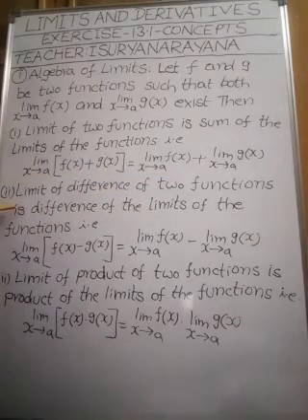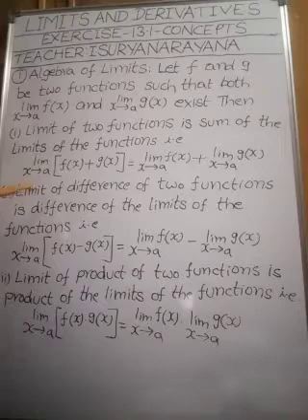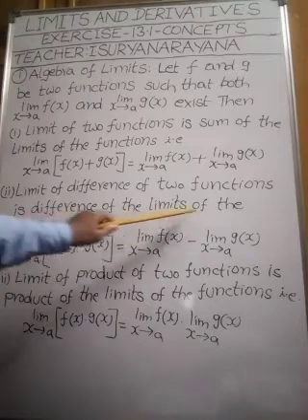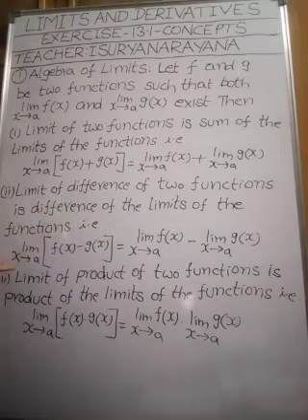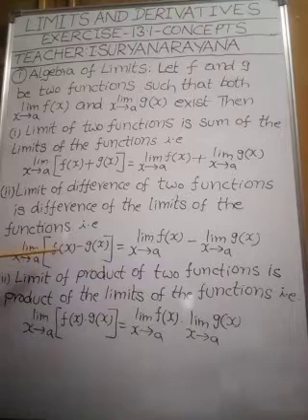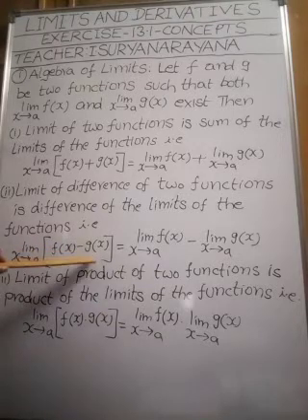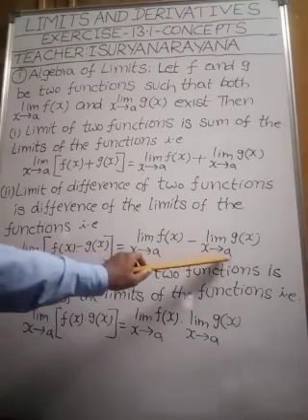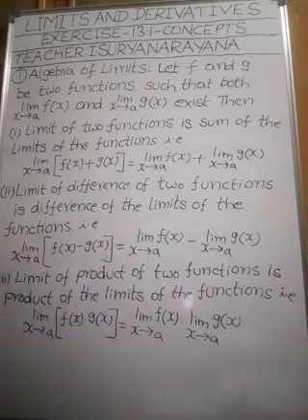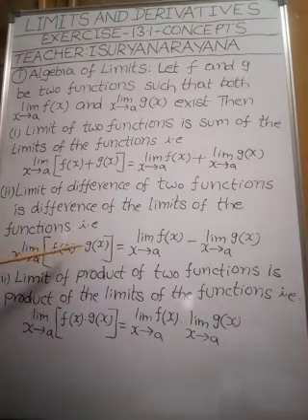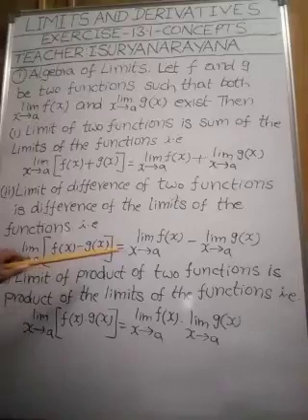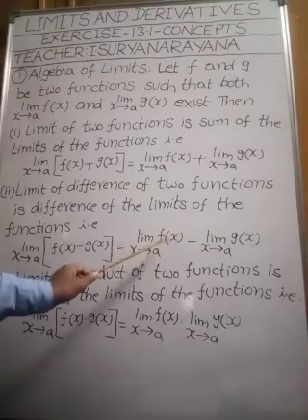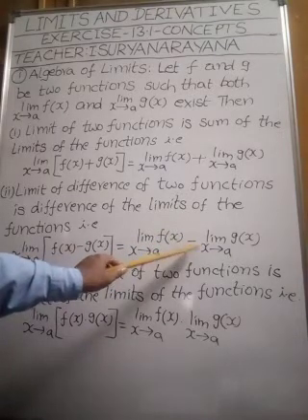Right. Now come to the second point, second property. Limit of the difference of two functions is the difference of the limits of the functions. That is, limit as x tends to a of f of x minus g of x is equal to limit as x tends to a of f of x minus limit as x tends to a of g of x. If you want to find the limit of the difference of two functions, then we can find the limits of the two functions separately and take the difference. Understood this point, my children?